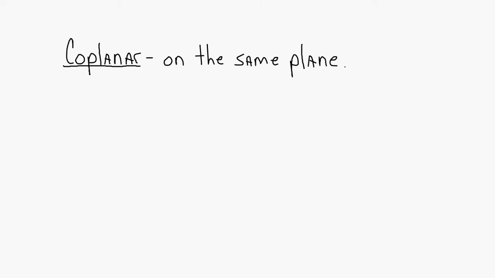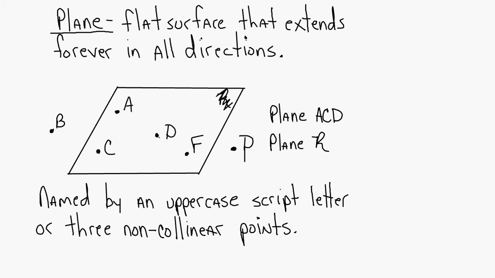All right, so if you go back to the diagram, three coplanar points: points A, C, D. Three non-coplanar points: points A, C, B. Okay? Coplanar, they're all in the same plane. Non-coplanar, they're not all in the same plane.